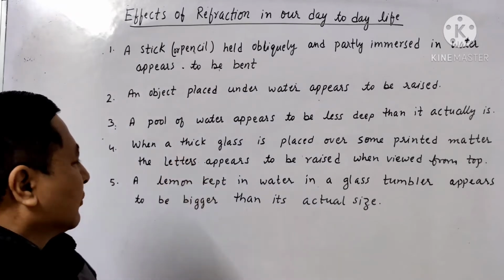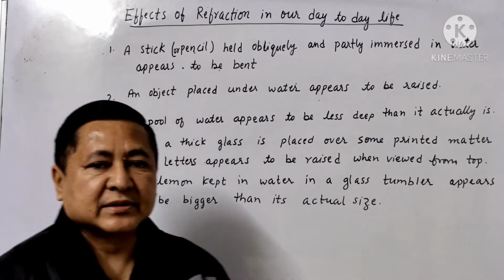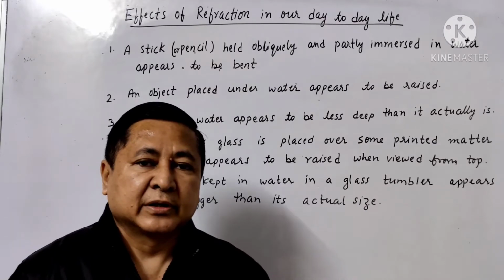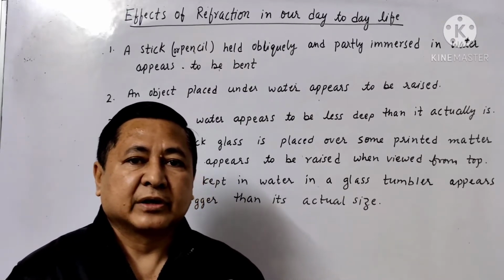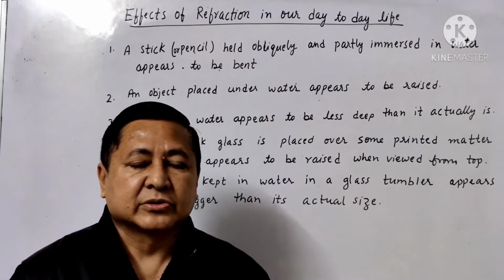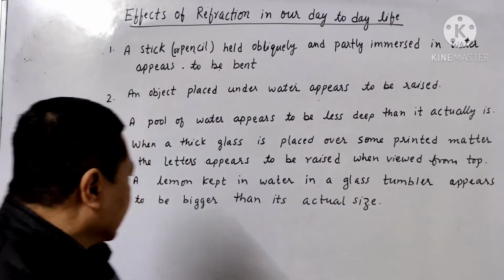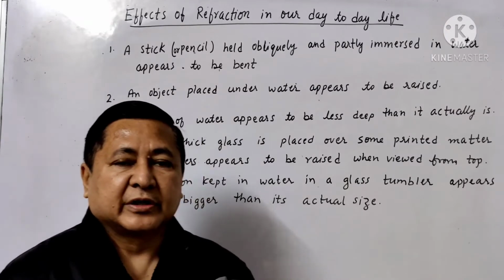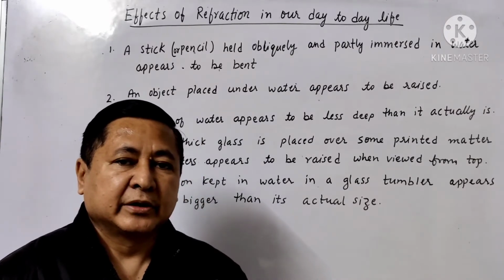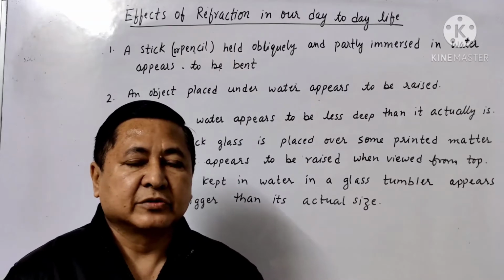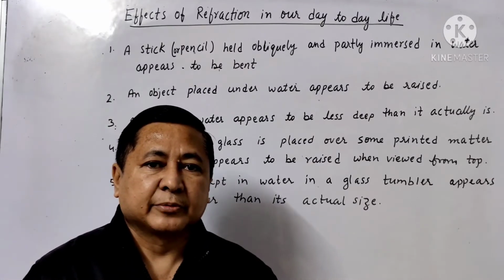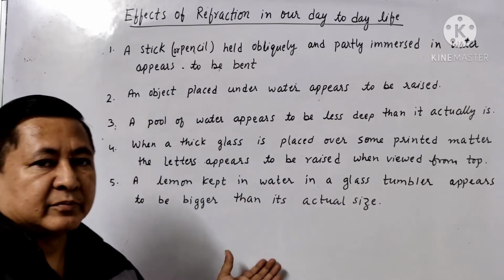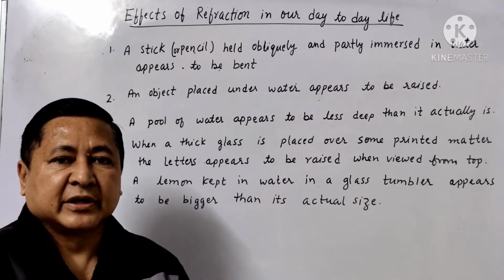The fourth is when a thick glass slab is placed over printed matter. If you take a glass slab and keep it on the letters of your book, then they will appear to be raised. That is also due to the refraction of light. And then a lemon kept in water. You might have noticed that if you take a glass of water and put a lemon in it, and you see it from the side, it appears bigger inside. These are all effects of refraction in our day-to-day life that we have seen.